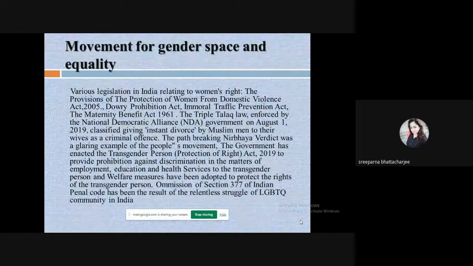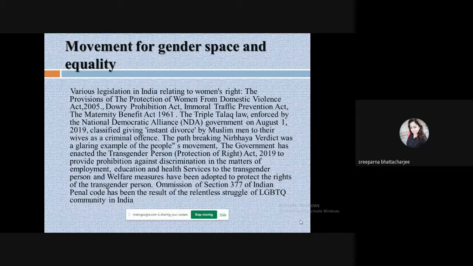Next one is movement for gender space and equality. So why I have given this name, movement for gender space and equality, the reason is what this gender space refers to. We know that gender has different connotations, it has different dimensions. It doesn't only refer to male and female, okay? It also refers to other genders too. And this gender diversity in India has received a different kind of impetus in recent times.